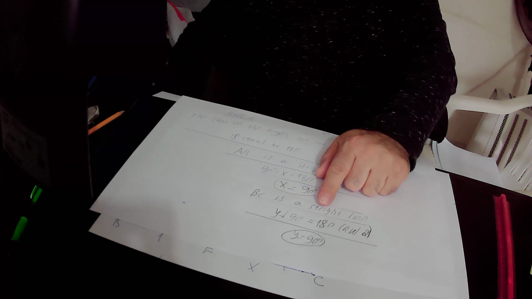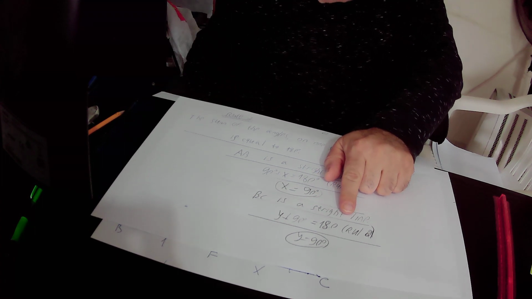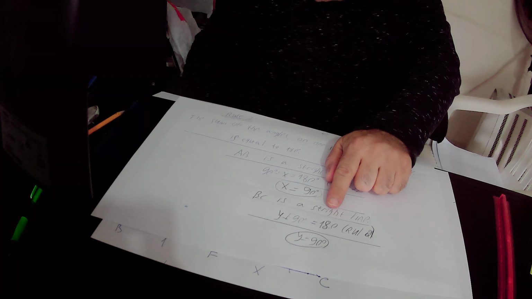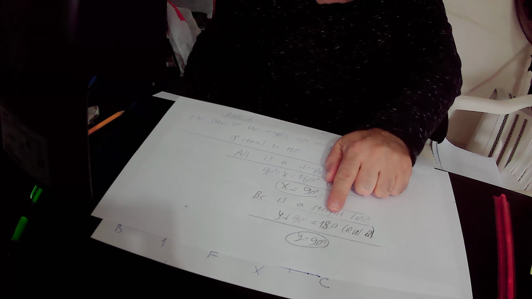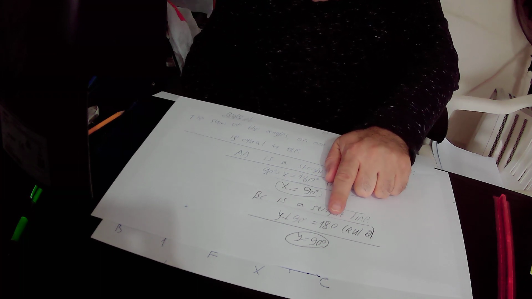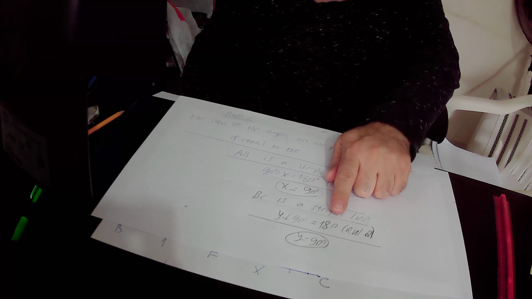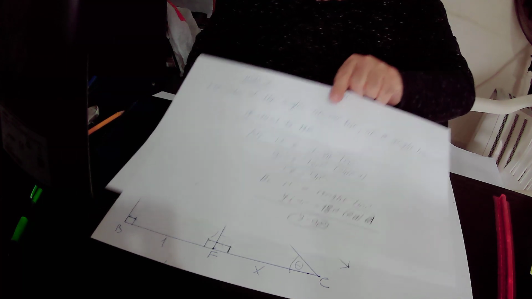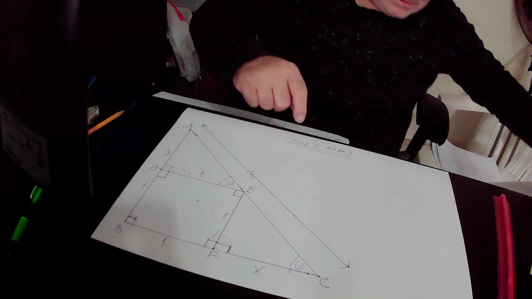So angle y plus 90 degrees must be equal to 180 degrees according to rule number 2. We subtracted 90 degrees from this equation and we found out that angle y equals 180 degrees minus 90 degrees, that is to say angle y equals 90 degrees. So angle y is a right angle.